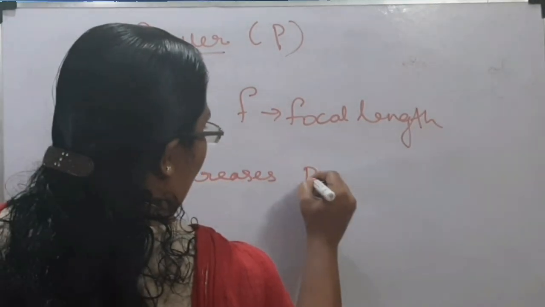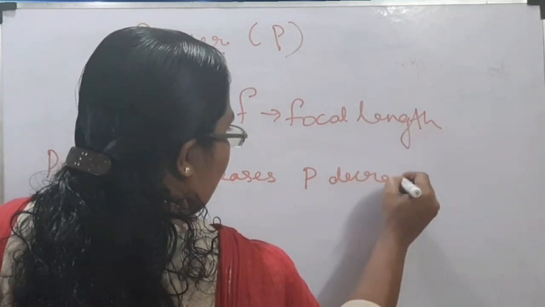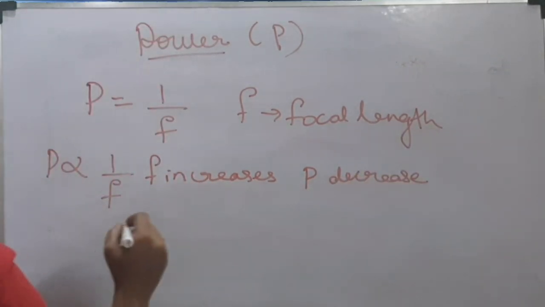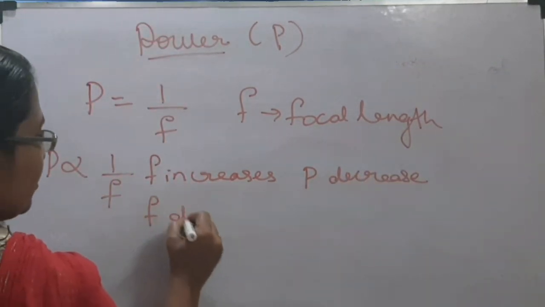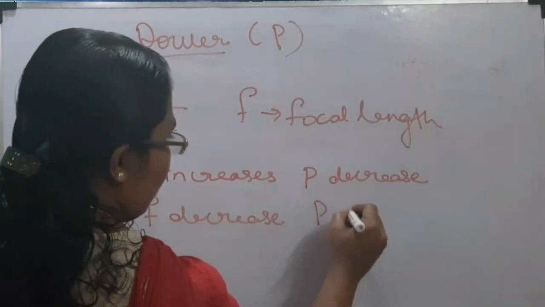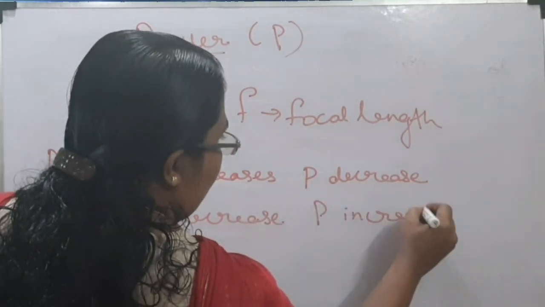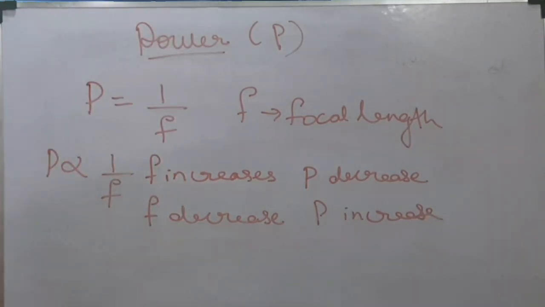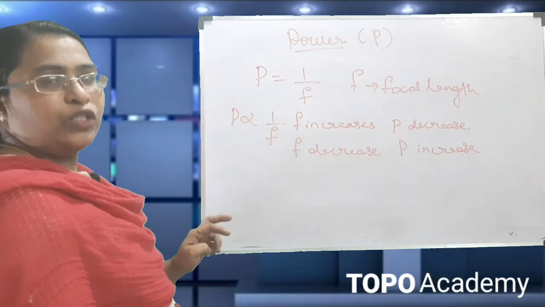Increases, power will decrease. And what happens when focal length decreases? The focal length decreases, power increases. That is inversely proportional. So next we have to see what is the unit of power.